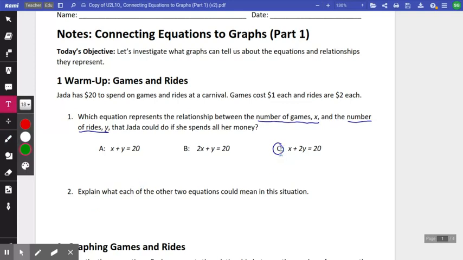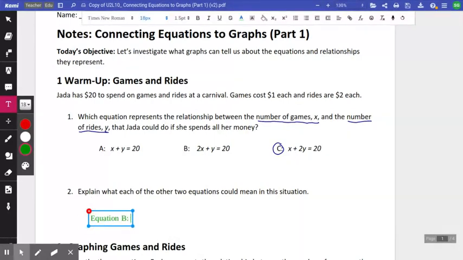Well, looking at equation C and equation B, they're pretty similar. That 2 is just moved. You can use your description of equation C to help you come up with a description for equation B. Equation B just has those prices flipped around. If we've got 2x, that means we're multiplying the number of games, x, by 2. That would mean that each game costs $2 in this situation.